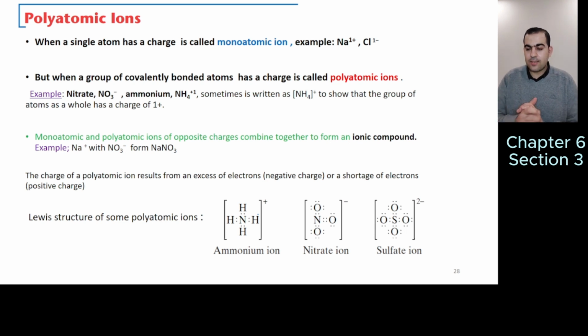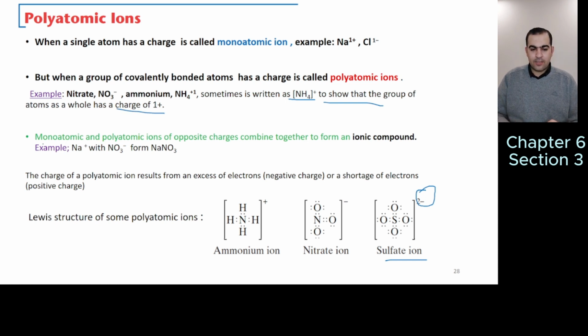Okay, that's it for sulfate. Iron is also like that. As a whole, this group of atoms has gained 2 electrons to all have 8 valence electrons in the last shell. You must know the examples, and sometimes we write it like that, as a whole, to show that the group of atoms as a whole has a 1 positive charge.